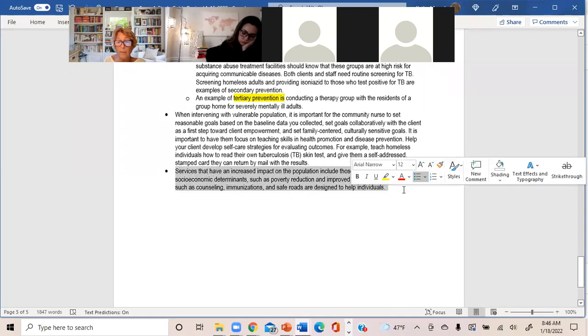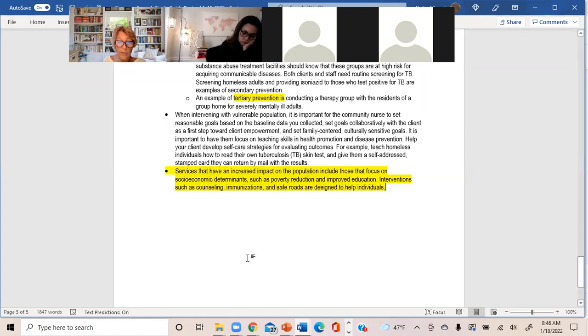I know there's a question about this last one. Services that have increased impact on the population include those that focus on your socioeconomic determinants. What are they? Two of them: poverty reduction, improved education. So you may get a question that says, what are the two most important socioeconomic determinants that impact the population? Poverty reduction, improved education.